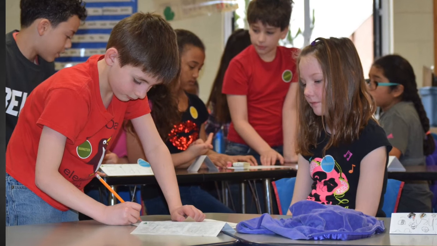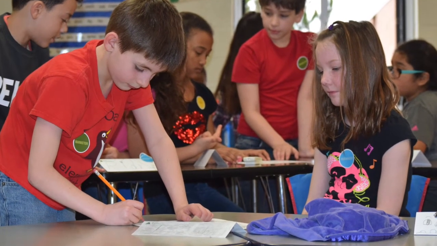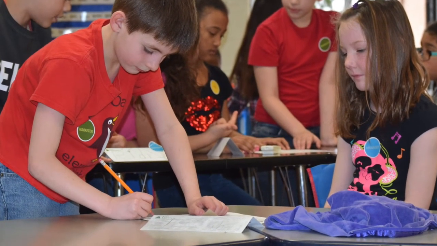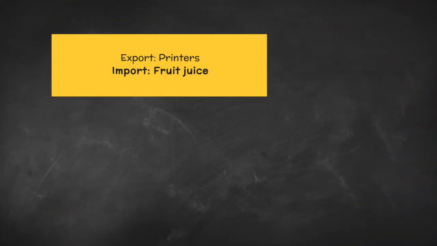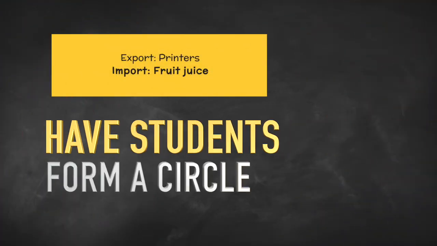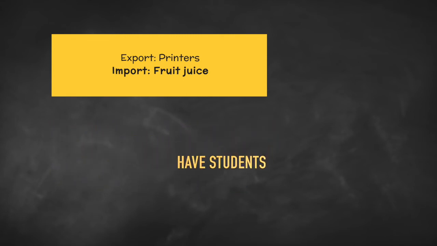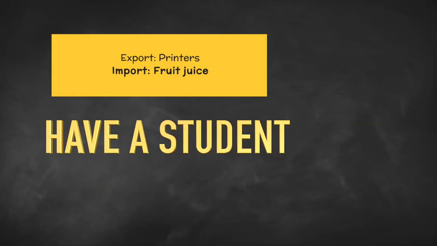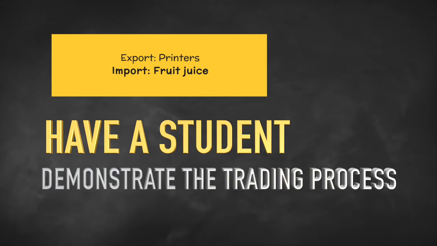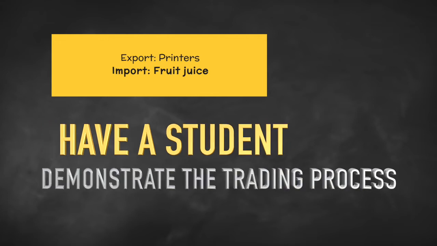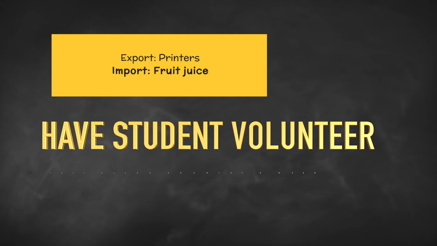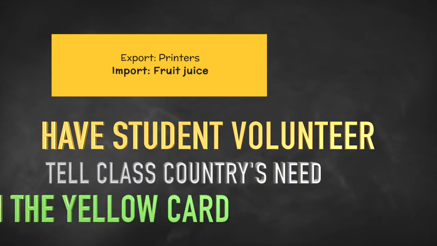Give the students a few minutes to circle the country or countries in their flyers that match their cards. Now ask them to stand with their import and export cards in hand and have them form a circle in the classroom. Before starting the activity, you might have a student demonstrate the trading process. Have your volunteer tell the class his or her country's need found on the yellow card.